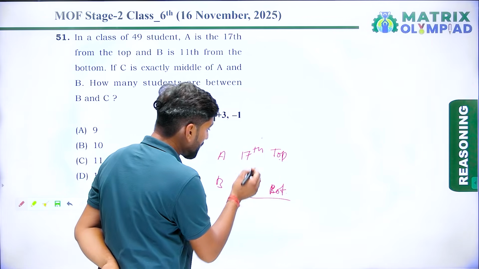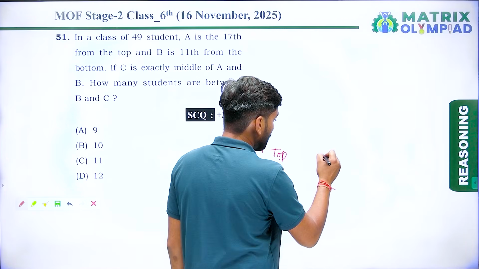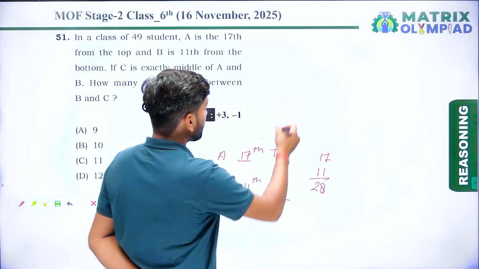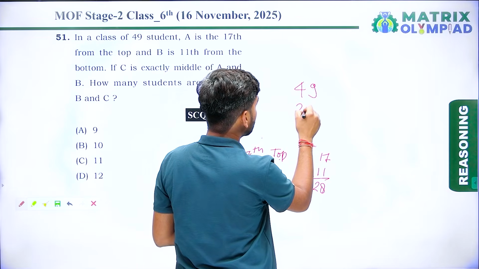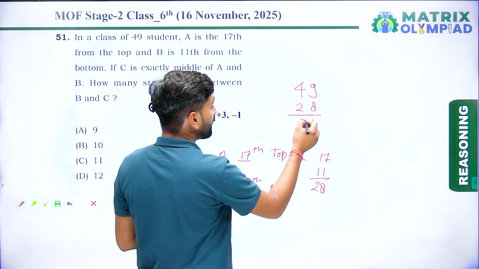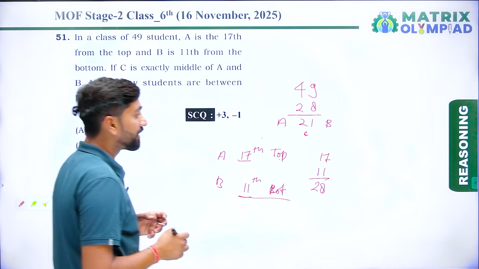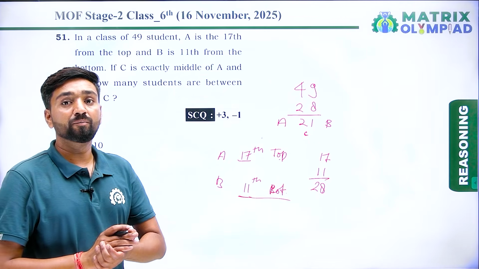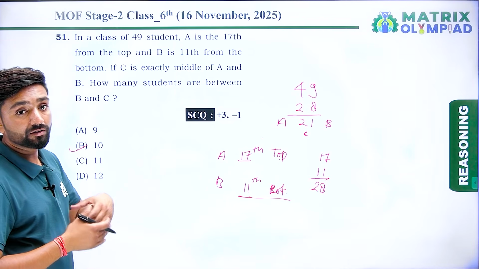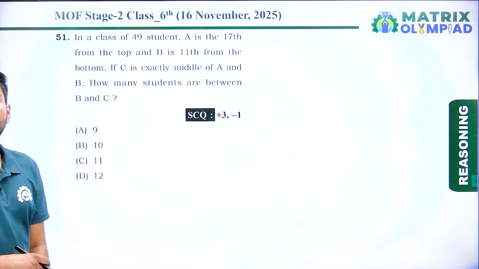The total number of students counted from A and B is 17 plus 11, which equals 28. 49 minus 28 is 21. So there are 21 students between A and B, and C is exactly between them. Out of 21, C is exactly the middle student. It will be sitting at position number 10. So option B is the right answer of this question. Now let's move to the next question.